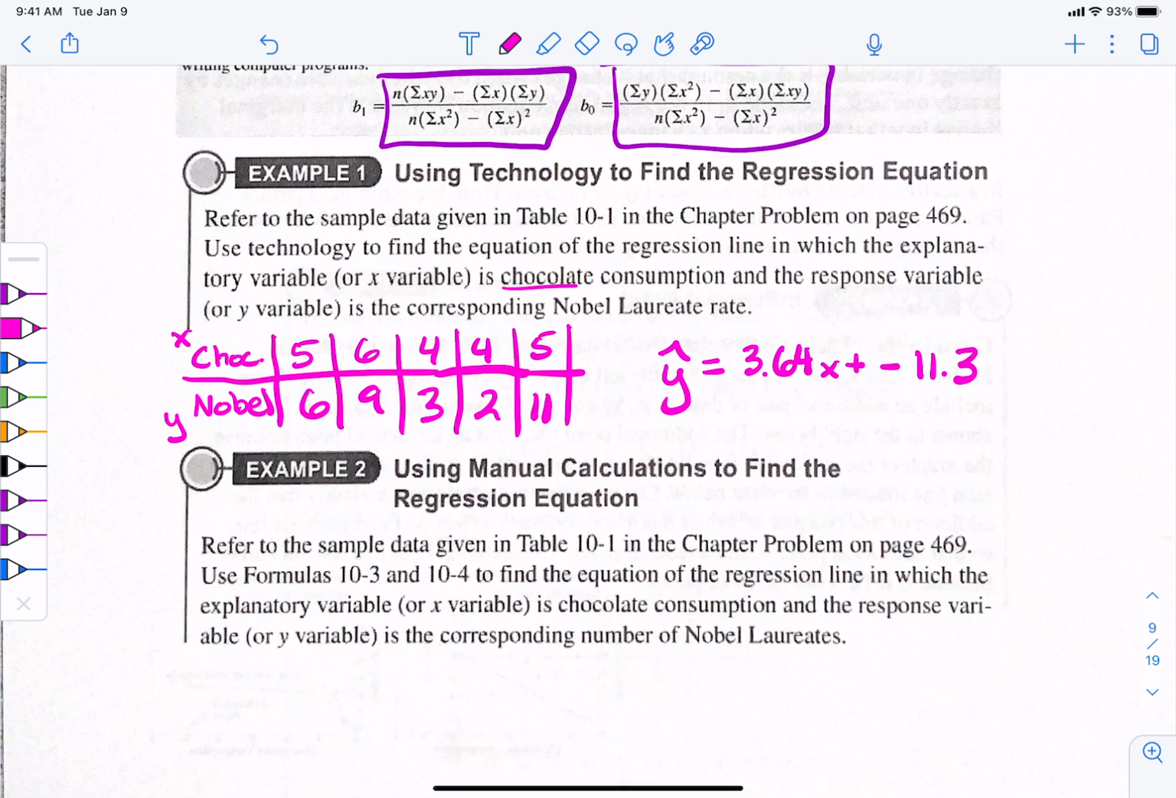Okay. Write that down on your paper. 3.64x, okay, there it is. Okay, 3.64x plus minus, I'm going to just say minus, minus 11.3.